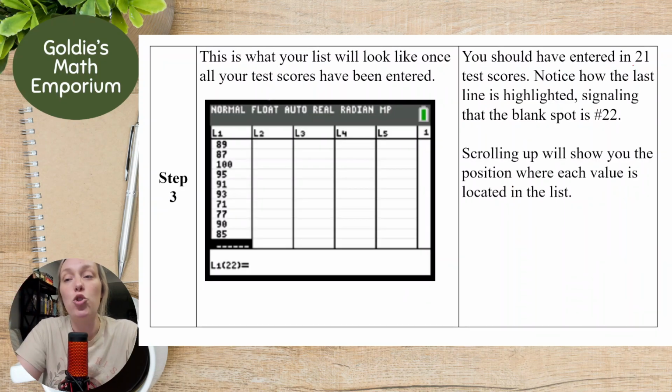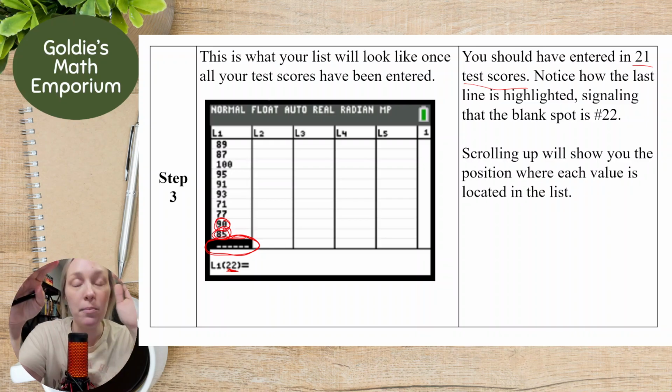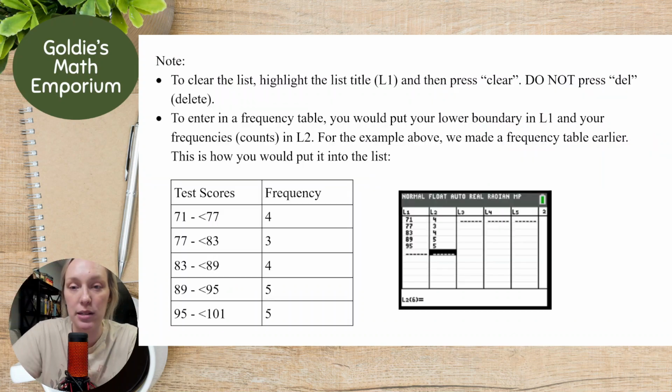Now we have entered 21 test scores, but notice how when this last one is highlighted, it says L22 right here, signaling that this blank spot is 22. If I went up and highlighted this, it would say L21. If I highlighted this number, it would say L20. Okay, so each number in the list gets a specific spot. And scrolling up will show you those different positions.